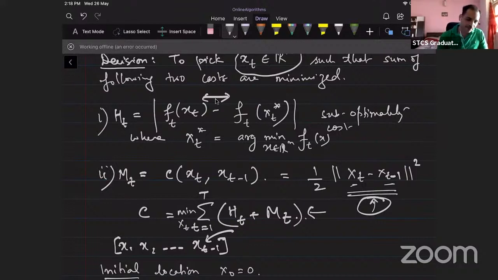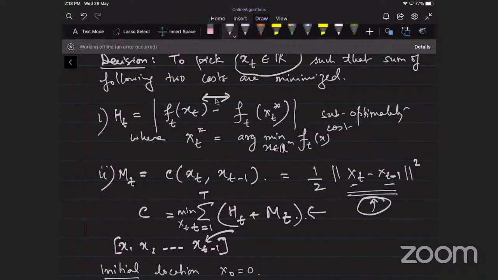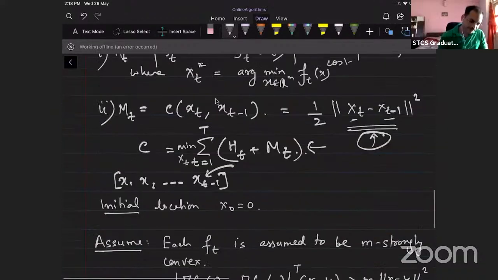If I move very close to xt star, my hitting cost will be small, and if I stay close to where I am, my movement cost will be small. We look at the line joining your current position and xt star, and then choose the point at which the sum is minimum. All right, so that's a reasonable algorithm.